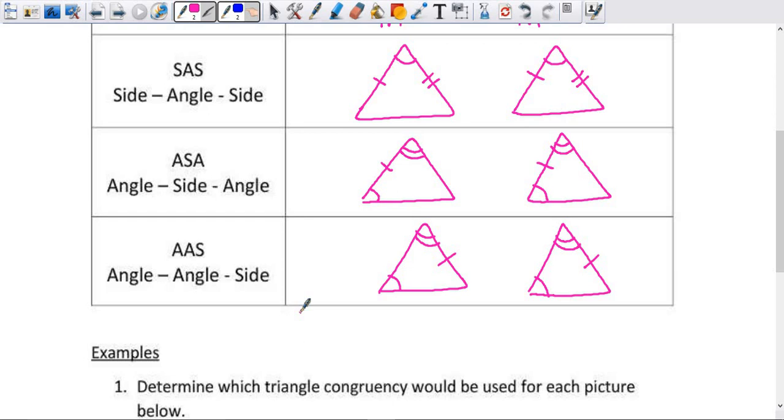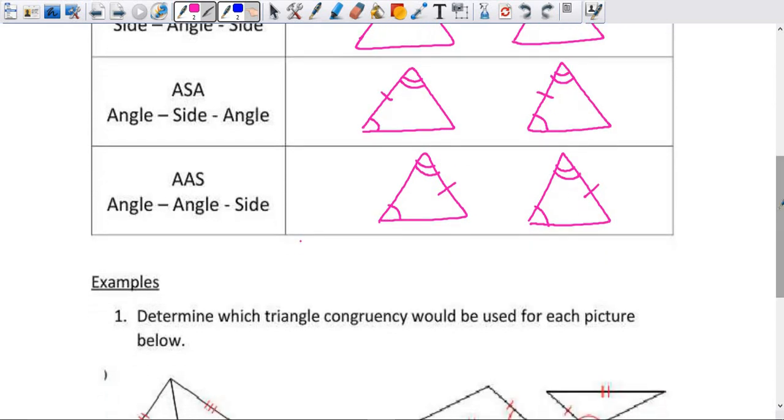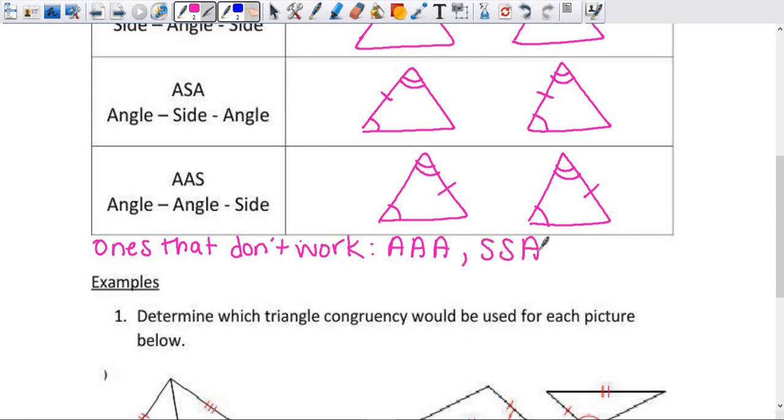Okay, so those are the only 4, and if you're thinking about what other combinations of letters you can have, we can write a little note about ones that don't work. Since we had side, side, side, that one does work. One that does not is angle, angle, angle. So just something to think about. That does not work. And also side, side angle. You can think about, it's a bad word, so it's not going to work.